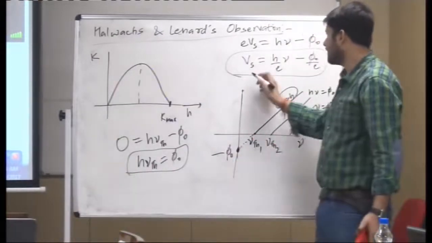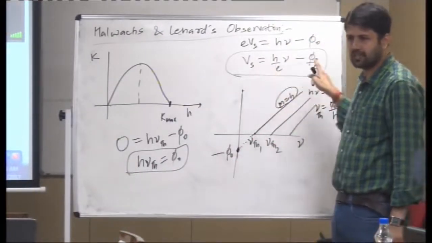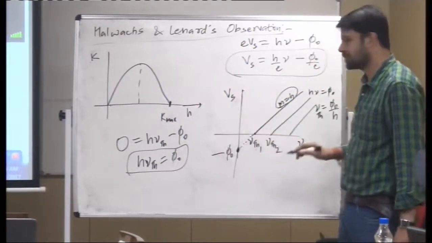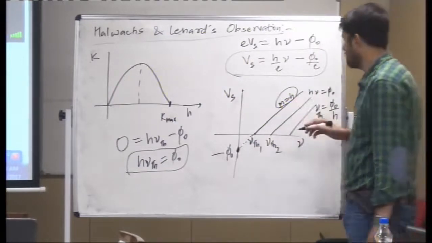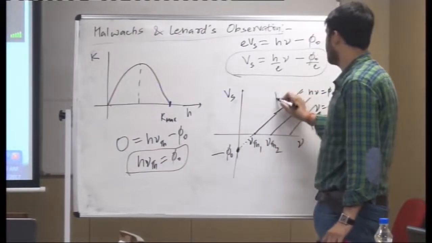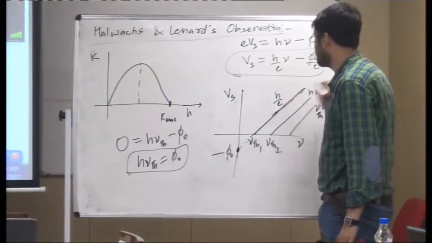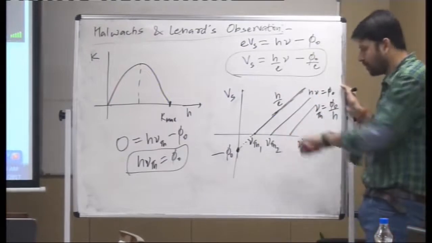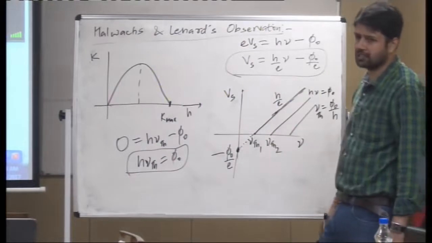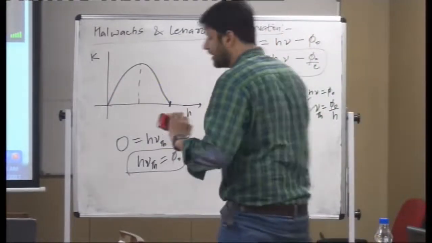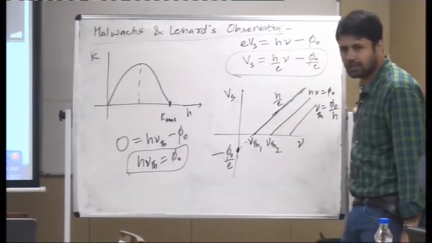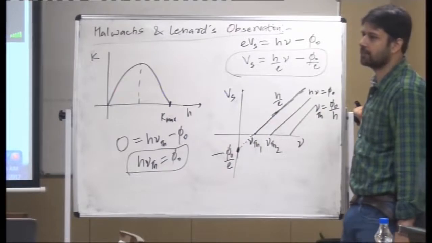So even this is an equation of the form y is equal to mx plus c. The slope is different, the intercept is different, but this is also an equation of the same format. The slope here would be h by e, again a universal constant. So same slope for all the metals. The y-intercept would be minus phi naught by e. Is it okay? This comes handy in identifying the values of threshold frequency and the stopping potential.